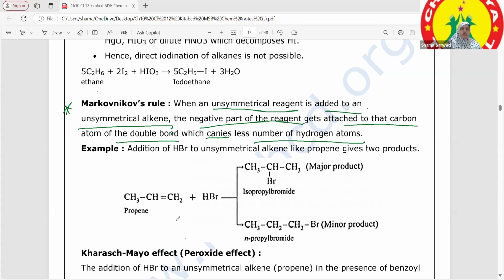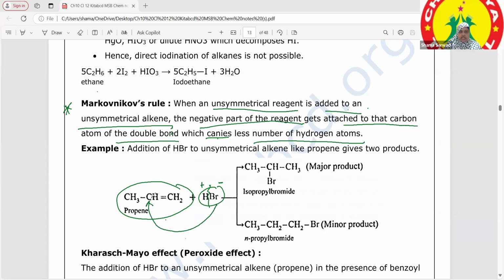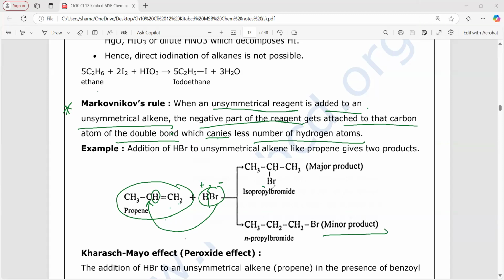This is your unsymmetrical reagent, and this is the unsymmetrical alkene. When these two react with each other, hydrogen is the positive part, and the other part is the negative. It will go to the carbon which is attached to fewer hydrogens. It won't go to the carbon with more hydrogens. If it goes to the carbon with more hydrogens, it will be the minor product. And if it goes to the secondary or tertiary carbon, it will be major. This is the Markovnikov rule.